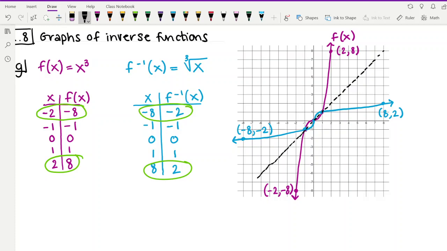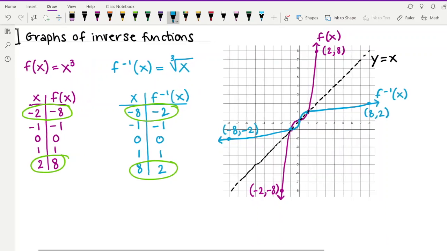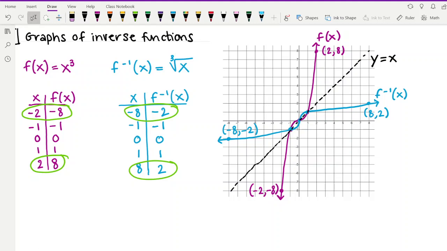So what would be the equation for a line that goes straight through the origin with a slope of 1? That is the line y is equal to x. And so what's going on here is that if you take either the graph of f of x or the graph of f inverse of x, and you reflect it over the line y is equal to x, you're going to get the other graph, right? So if I take the graph of f of x and I reflect it over the line y is equal to x, I'm going to get the graph of f inverse of x, and vice versa.